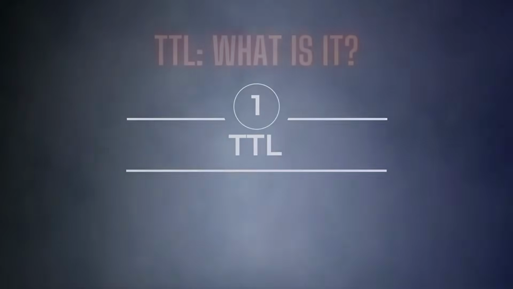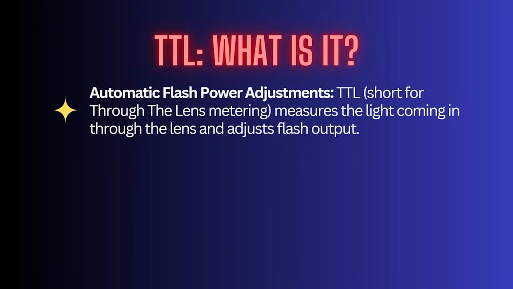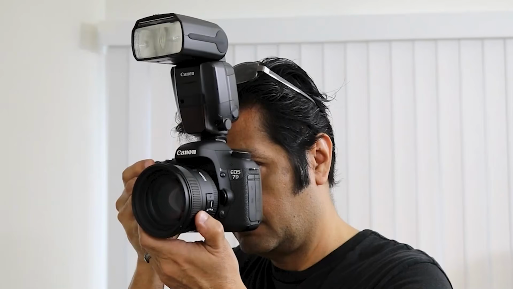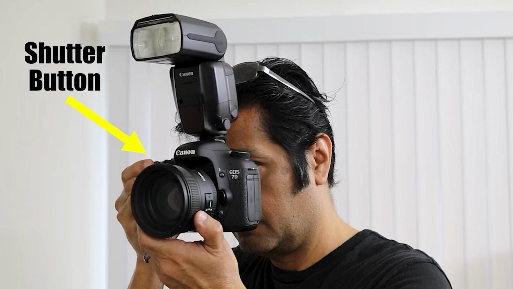Let's start with something most beginners learn to use first. That's TTL. TTL is short for through the lens metering, and it measures the light coming in through the lens, and it adjusts flash output. And what actually happens when you use TTL flash is this. When you've got your flash connected to your camera, either directly or wirelessly using a TTL-capable flash trigger, and you press the shutter button to take a photo, the flash first fires a test flash.